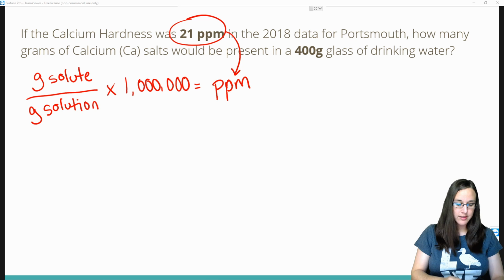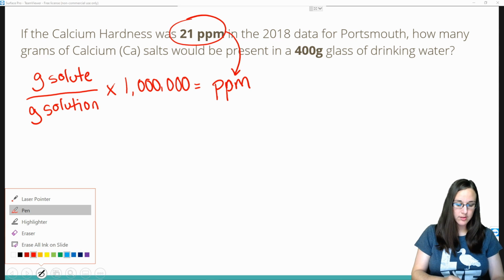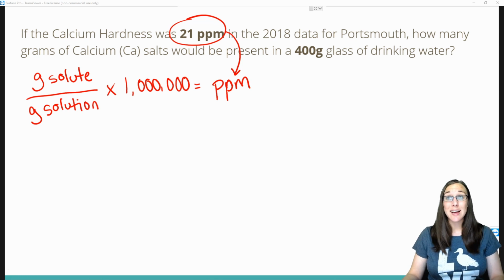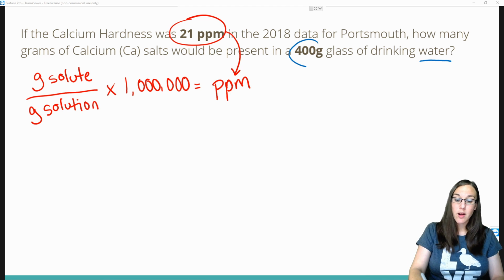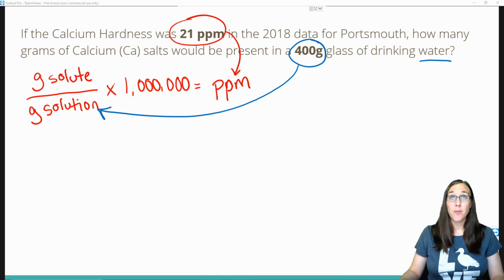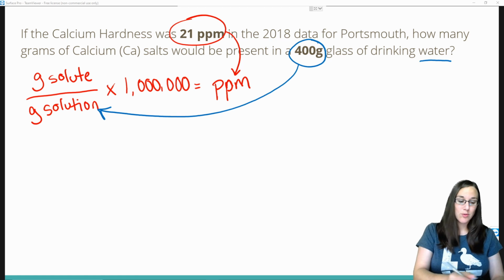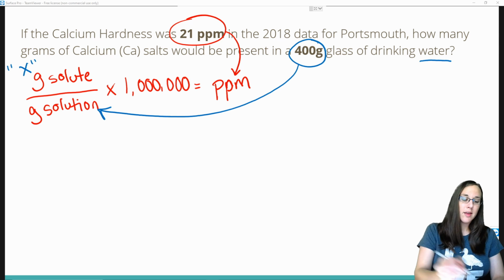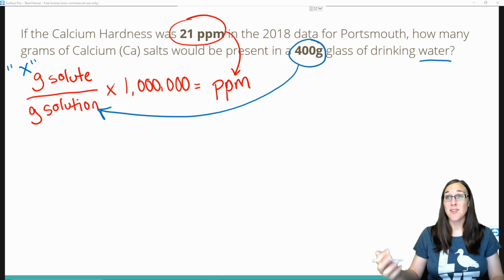We also have this number, 400 grams. Let's try and figure out where that's going to go. That's a glass of drinking water. We know that drinking water itself is going to be more of a solution or a solvent and not so much a solute. So that 400 grams is going to be associated with the denominator down below. Therefore, the only value we have left is our grams of solute, which we can put an X there for. That's our placeholder from math. So that's like our X value, or a smiley face, if you remember from the last video. You can put a smiley face there. No one's going to judge you if it makes you feel better.